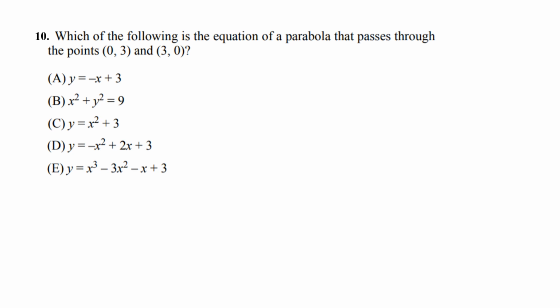Okay, question 10. Which of the following is the equation of a parabola that passes through the points 0, 3, and 3, 0? Upon first looking at the choices, we can recall some of the things we learned about the different types of functions. A parabola means there's an x squared term. Its highest order is x squared. It's a quadratic function. You can already eliminate choice A. The reason for that is its highest order is x to the first. It's an order of 1. It's linear. That's not going to be a parabola.